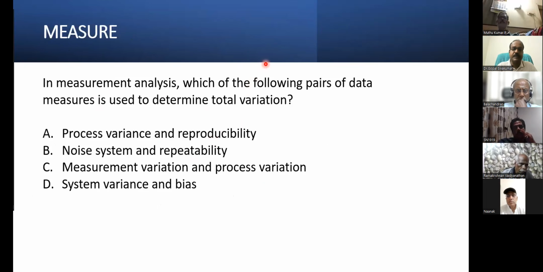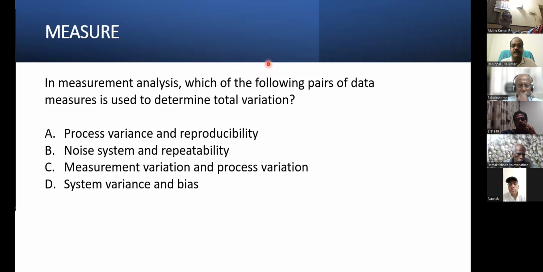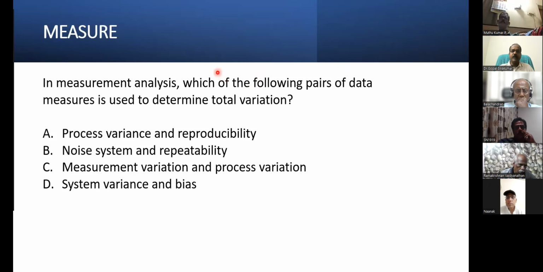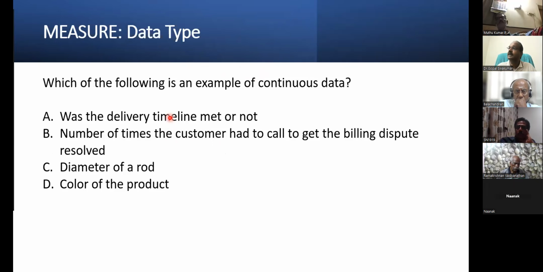In measurement system analysis, which of the following pair of data is used to determine total variation? First of all, what is total variation? Total variation means the sum of other variations. What are the possible variations? One is process variation, which is the real problem. Measurement variation is the artificial problem created by your measurement system. Both put together are equal to the total problem, or the total variation. Now answer this question based on your understanding.